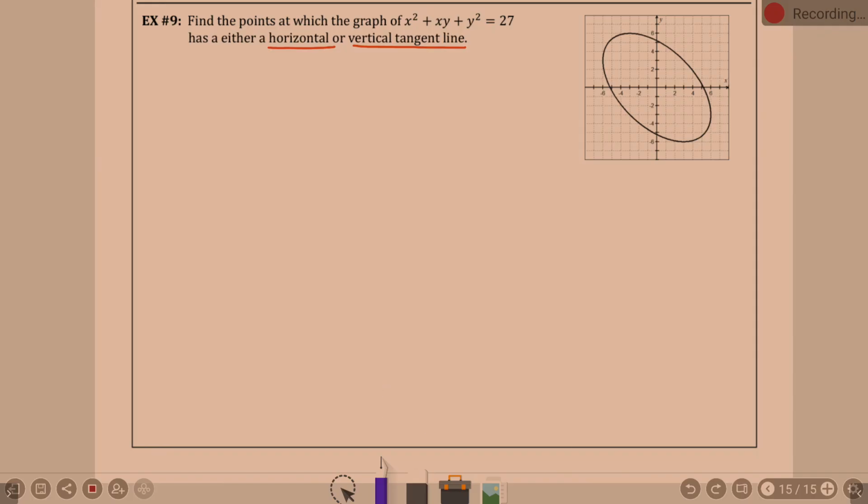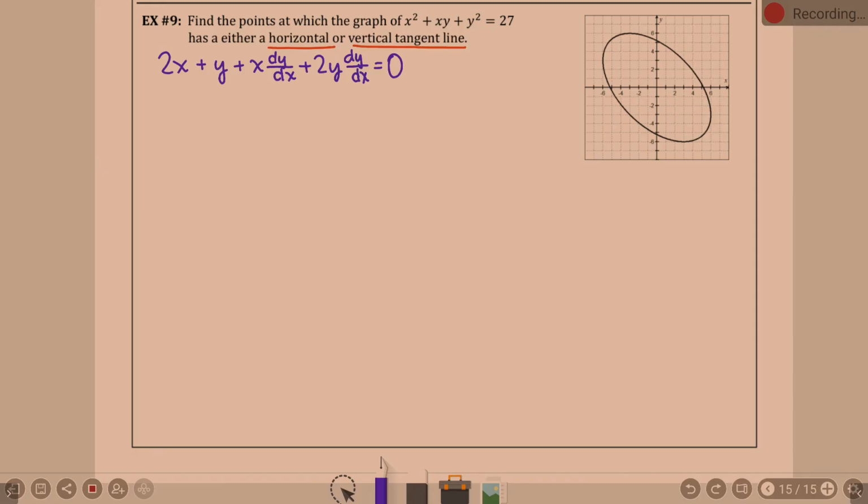2x plus y plus x dy/dx plus 2y dy/dx equals 0. Good. You see this one a lot. You use that one so much when you get into doing this.